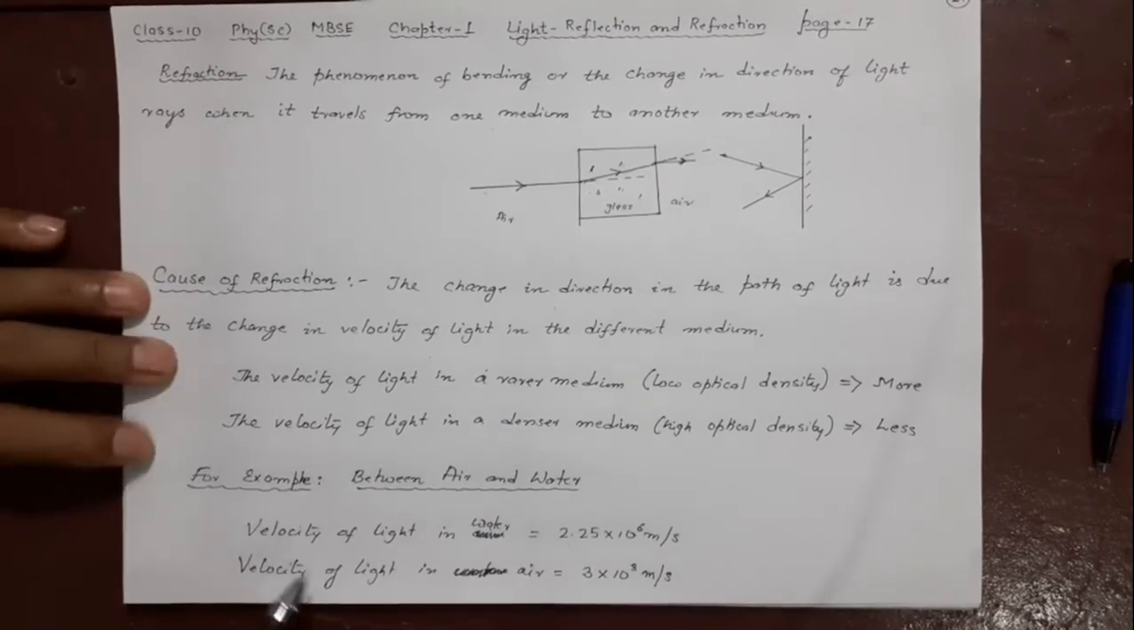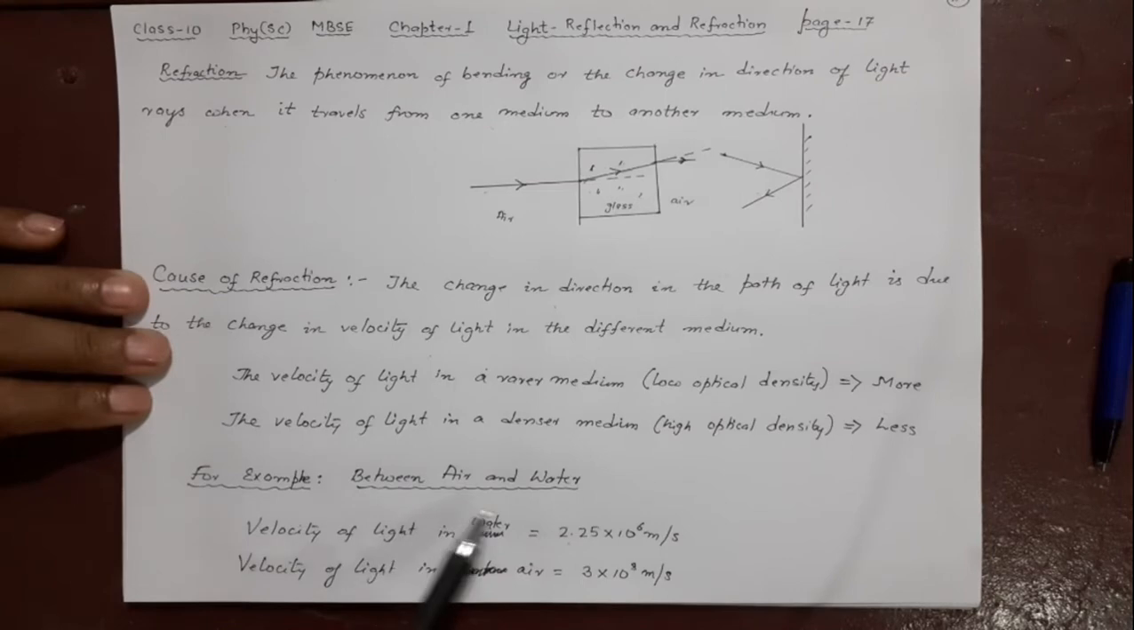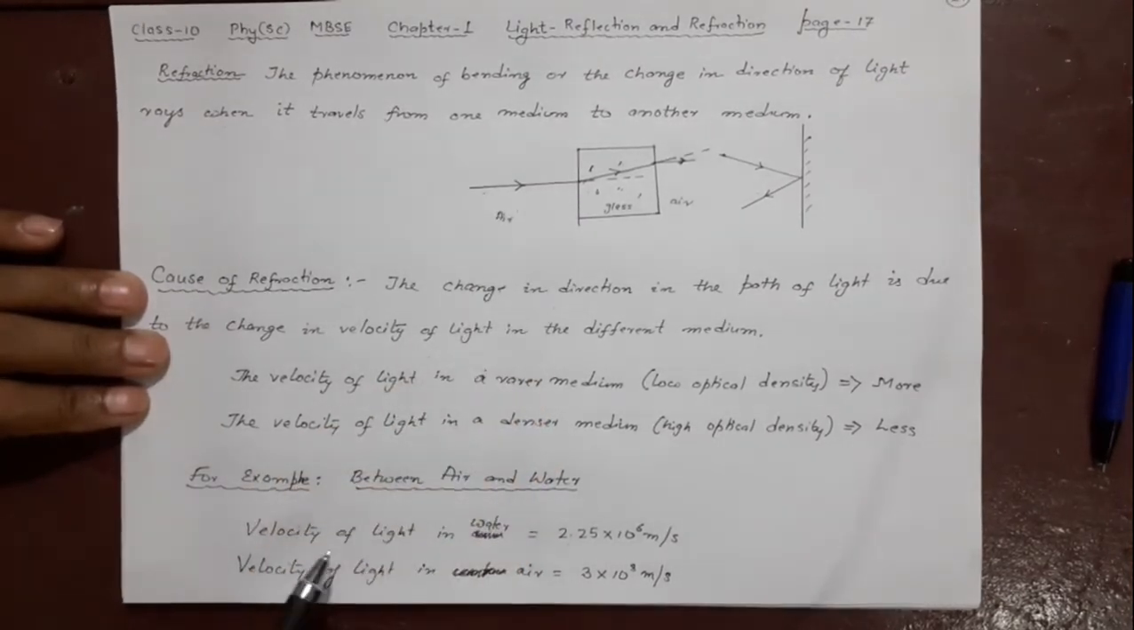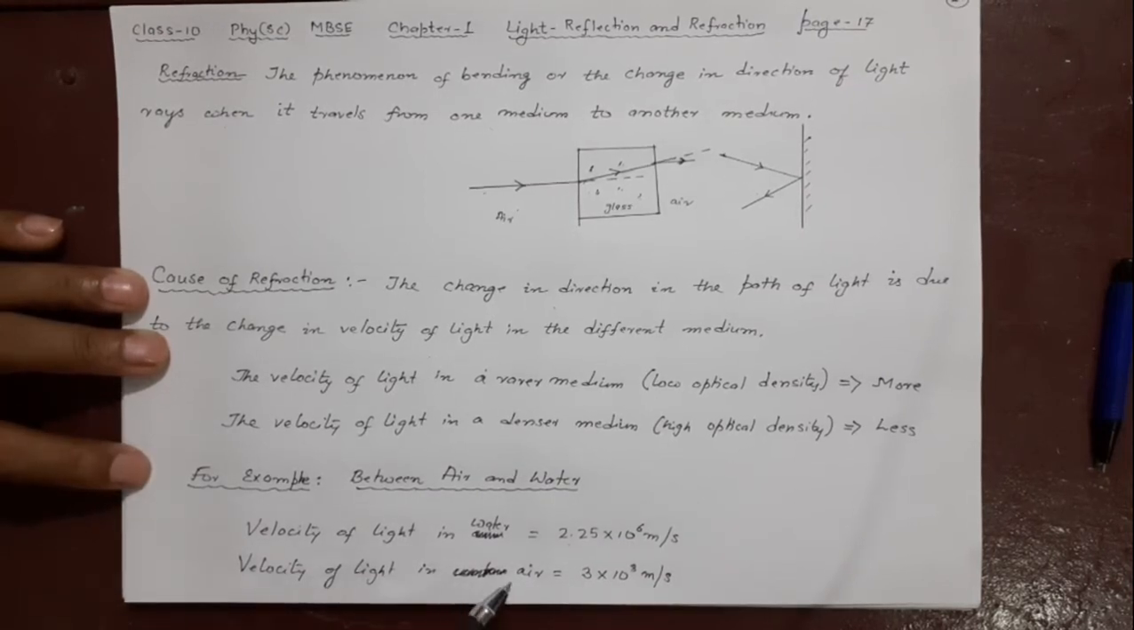Now, how much is it different? For example, I take air and water. The velocity of light in water will be slower, 2.25 into 10 to the power 8 meter per second, very slow compared to this one. In the open air, the velocity of light is its full speed, 3 into 10 to the power 8 meter per second. You can see there is a difference in the power also.